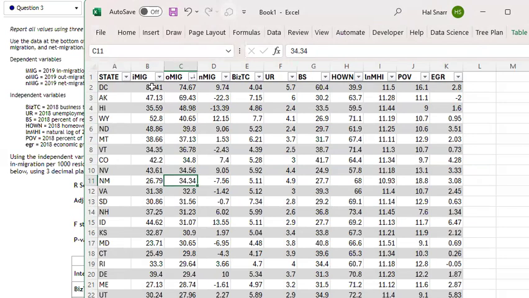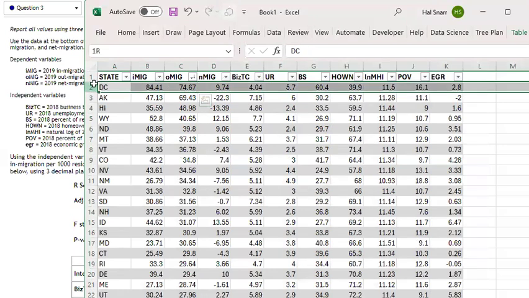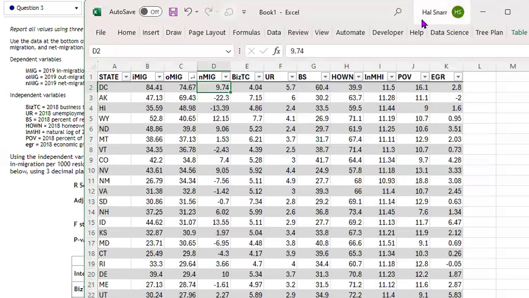I noticed that DC is the top out-migration and in-migration, which makes sense because there's a lot of political turmoil in DC, a lot of turnover, right? One party moves in, one party moves out. So there's a lot of churn in DC. We may want to consider dropping it from the data set. And then for net migration, the net migration is just the difference in these two. So you take the in-migration, subtract out the out-migration, and you get the net migration.